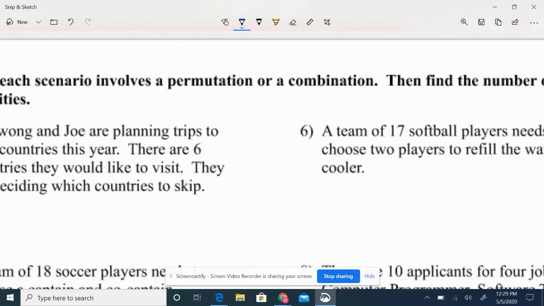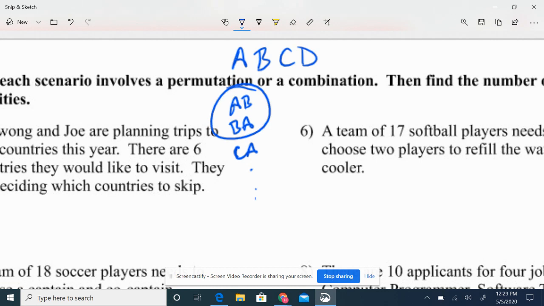Like I came in, I said, if I have four letters, let's say I have the letters A, B, C, D, and I want to make groups of two letters. I could go A, B, I could go B, A, and some more, right? I want to look at this too.